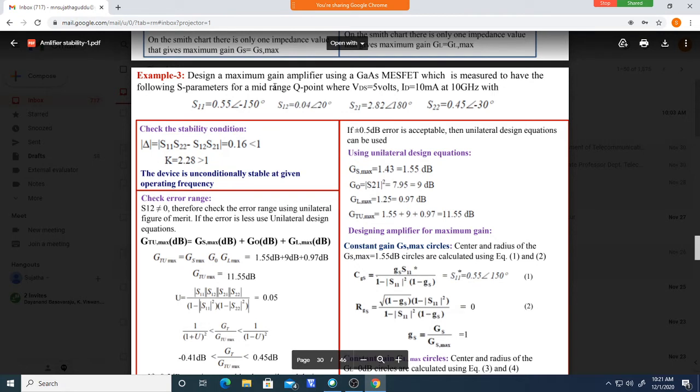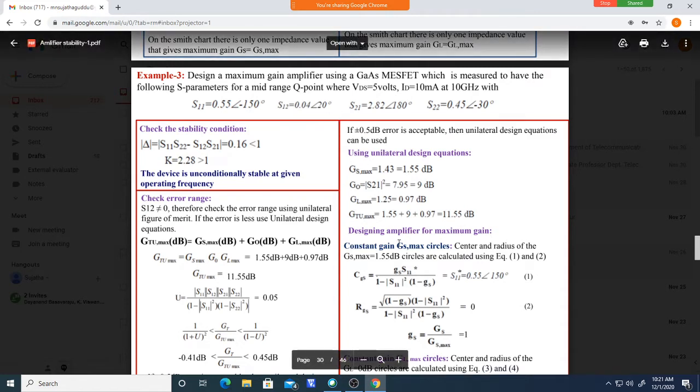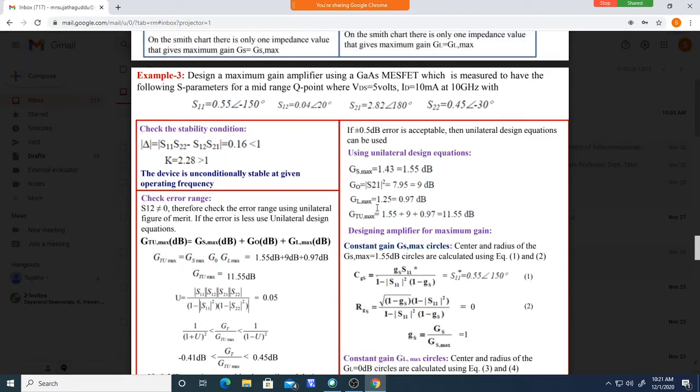Maximum gain we needed. You do GS maximum, substitute that in the equation. I am not writing that again here. GS maximum, you know the equation, you put that, you will get 1.55 dB. G naught, you substitute S21 magnitude 2.82, square it and convert to dB, you get 9 dB. GL maximum is 0.97 dB from this. Add these three, you get maximum gain, that is 11.55 dB.